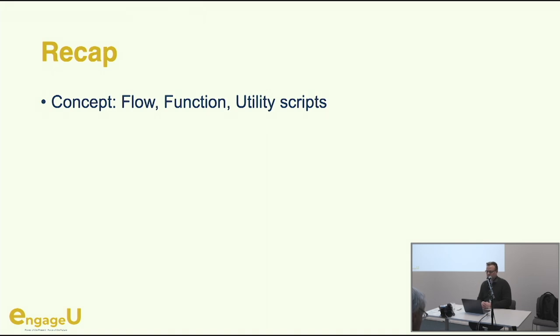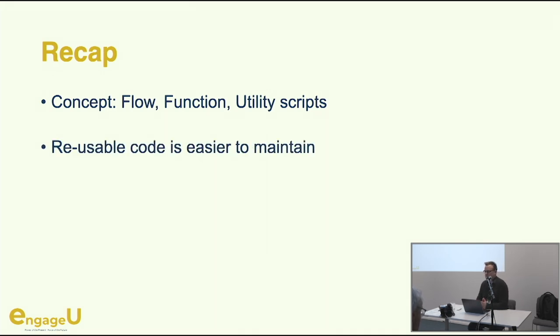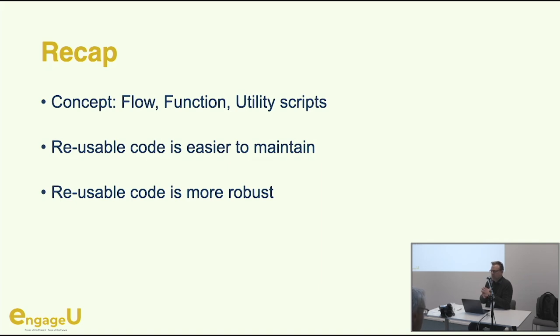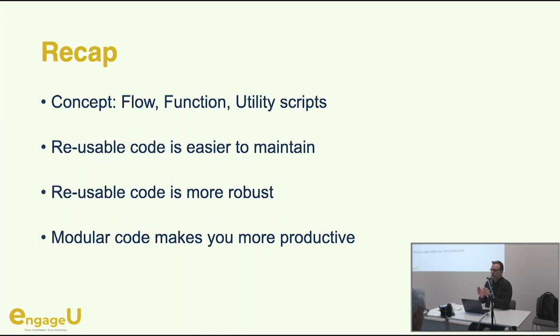Let's just recap the concept of flow, function, and utility script. Reusable code is easier to maintain, and reusable code is more robust because you tend to spend more time on writing it more robust. And with modular code, you can be more productive. Modular code can be many, many things. I focused on scripts because that's our main place to do coding. But a module can also be a custom function.